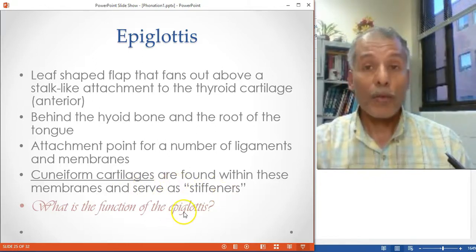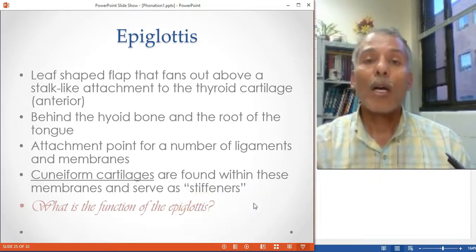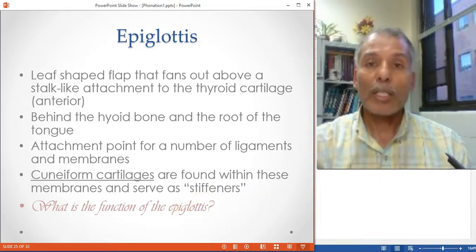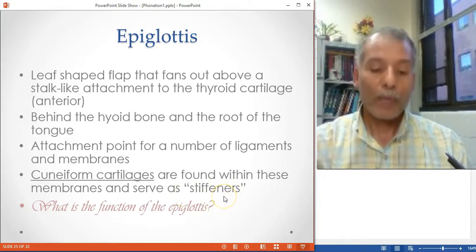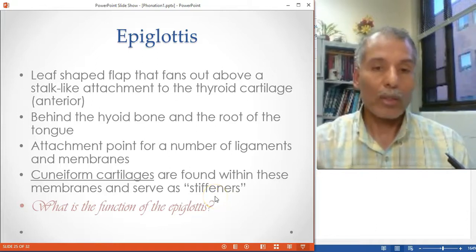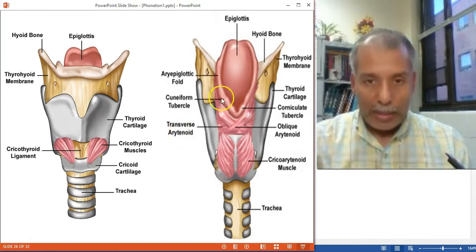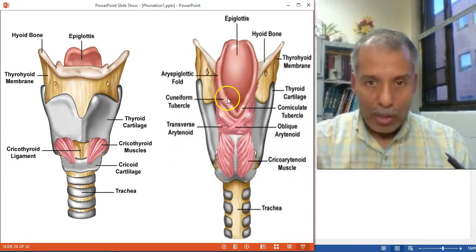So the epiglottis is very critical. If someone doesn't have it, they are at a very high risk for aspiration, taking in liquid that would go into the airway, and they could choke, or they could have pneumonia, and so on. And you can see them here, like two little bulges over there.